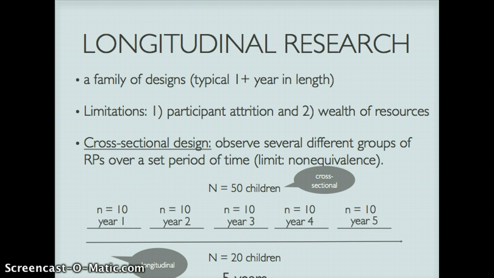So there are two different types. There's cross-sectional designs. This is where you observe several different groups of research participants over a set period of time. So let's say you have 50 children, and you have 10 in year 1, 10 in year 2, 10 in year 3, 10 in year 4, and 10 in year 5. This is cross-sectional because you're looking at 50 kids, 10 each over 5 years. A longitudinal study would be, let's say you start off with 20 children and you track the same 20 children over 5 years.